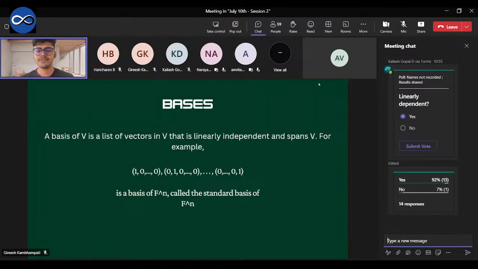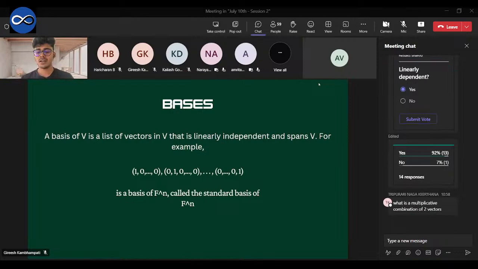Basis. So what really is a basis now? If I consider a vector set V, it has some vectors, and the list of the vectors in V that are linearly independent. For example, the previous vector set that I took, (2, 5), (3, 6), and okay, we have a doubt.